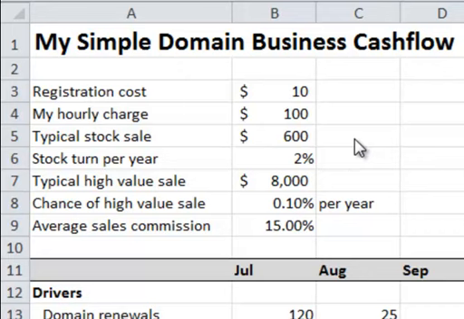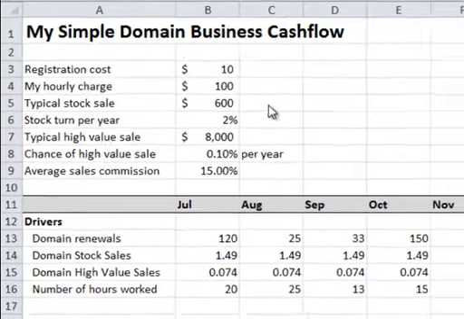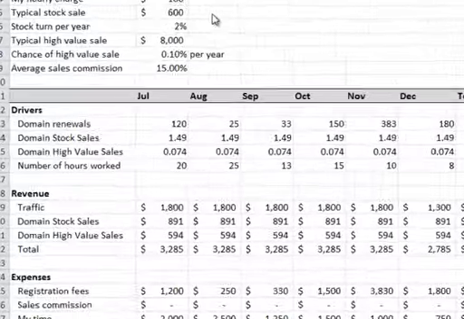Some people get higher because they've got a very good high quality portfolio. Other people don't. They don't have as high quality generics. Then we have the average sales commission. You've got to pay someone to sell this, or if you've done all the sales process yourself, that's great. Okay, so you've gone through the assumptions, as you called them.